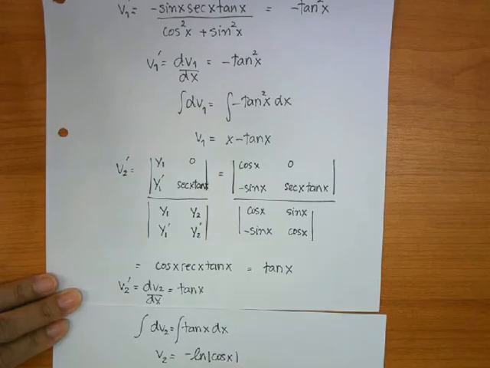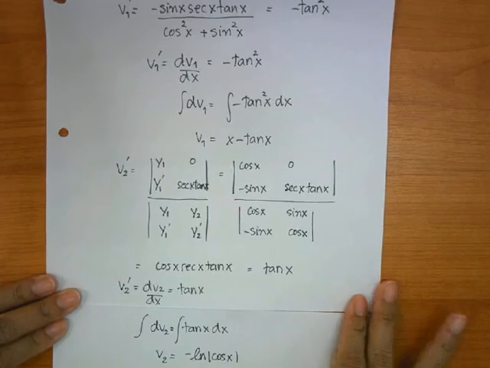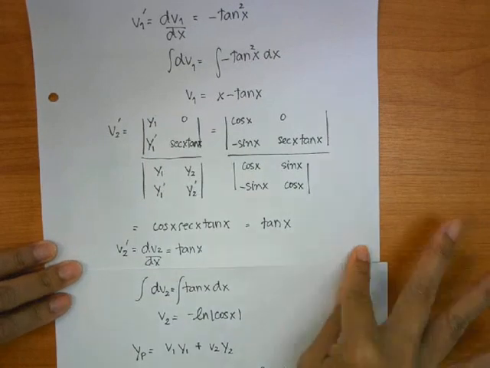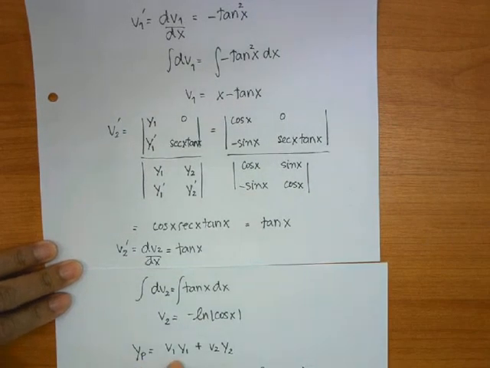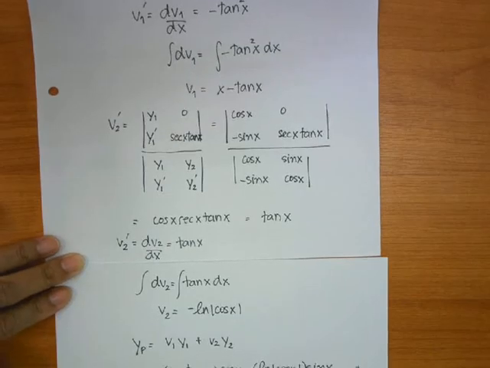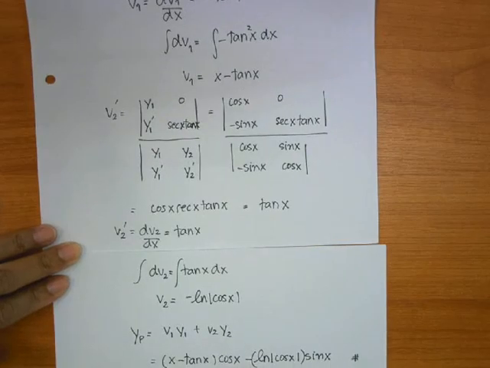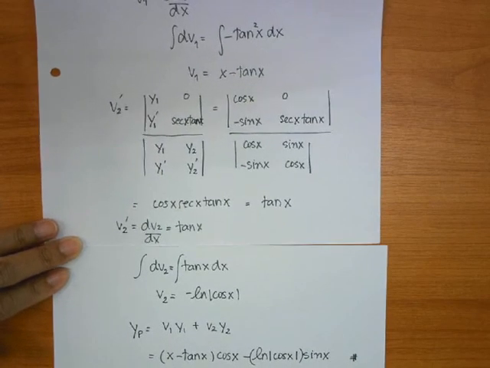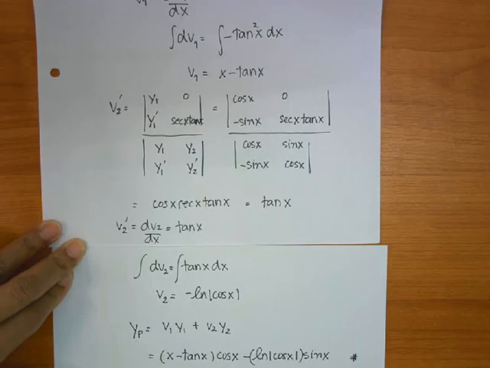Now we get both v1 and v2. Then we just plug into our assumption that yp is equal to v1 y1 plus v2 y2. Our v1 is equal to x minus tan x and our v2 is equal to minus ln cos x. And then we get yp from the variation of parameters method.